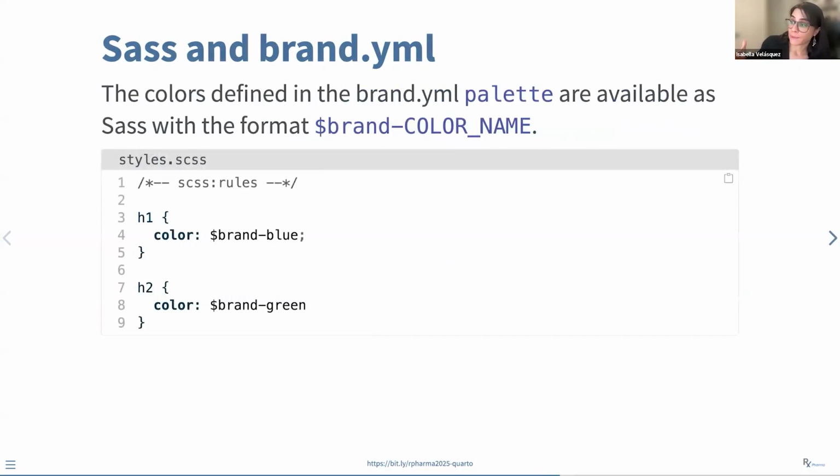So here, for example, they'd still talk to each other. Within a SAS file, you can still reference things within your brand YAML file. So say you want your header 1 to be the blue from the brand YAML file, the header 2 to be the green, and you can refer to them like so. That way you don't have to include hex codes or anything like that within your SAS file unless you need to.